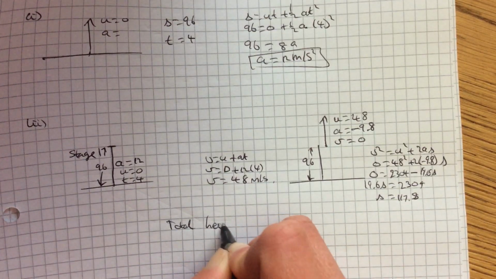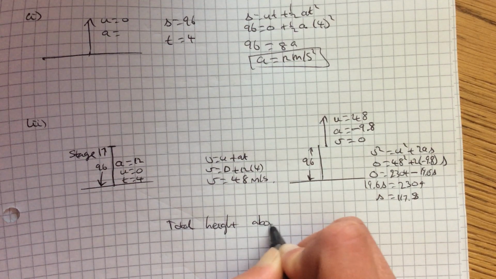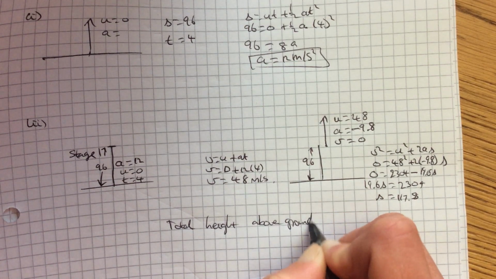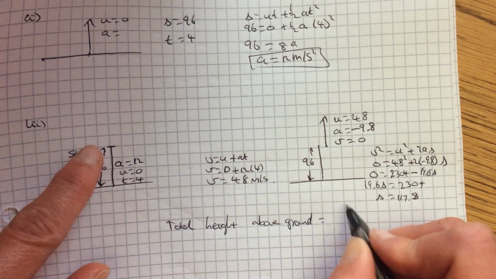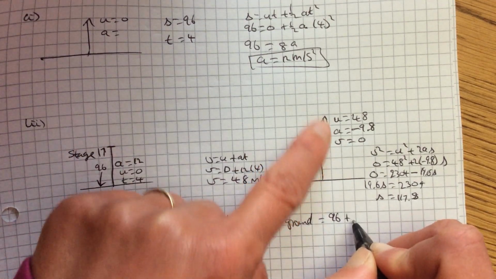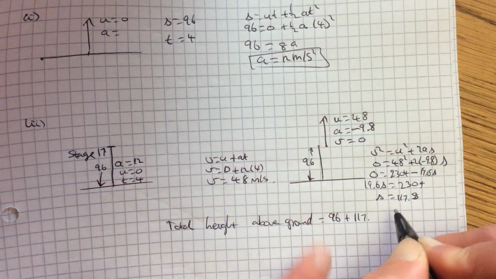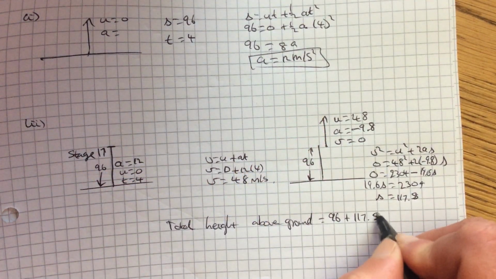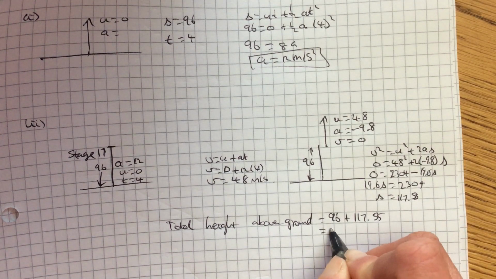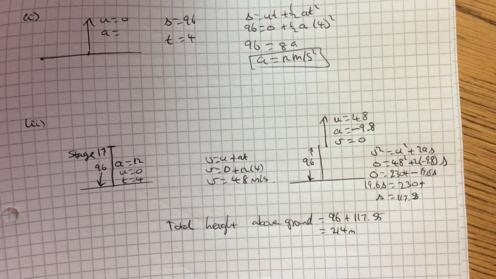But the question wants what is the total height above the ground. So total height above ground is the initial bit of 96 plus the second stage bit that's under gravity, so 117.55. If you add those together, you get 214 metres.